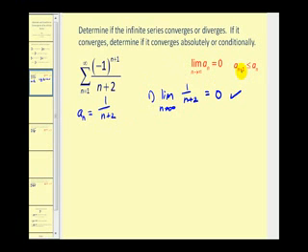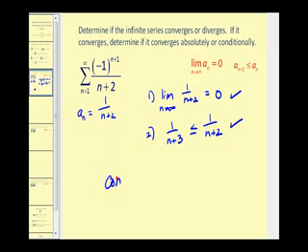And now we need to make sure that a sub n plus 1 is always less than or equal to a sub n. To determine a sub n plus 1, we'll replace n with n plus 1. So we'd have 1 over n plus 1 plus 2, which would be n plus 3, less than or equal to a sub n, which is 1 over n plus 2. Well, these denominators will always be larger than these denominators here, and therefore this fraction will always be less than or equal to this fraction here. So both conditions of the alternating series test have been met. So this given series is convergent.